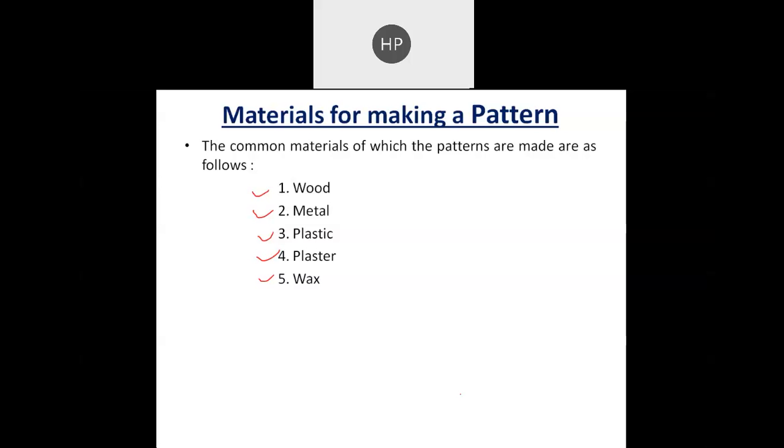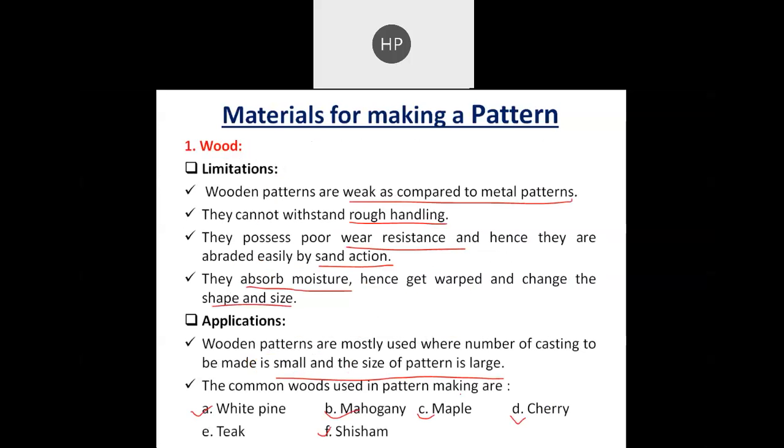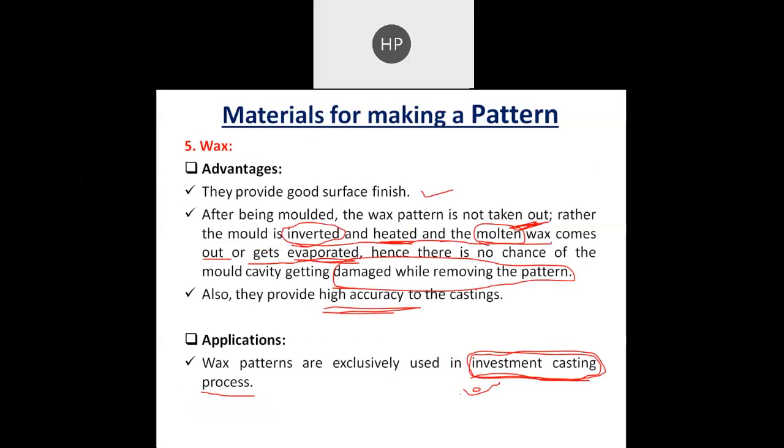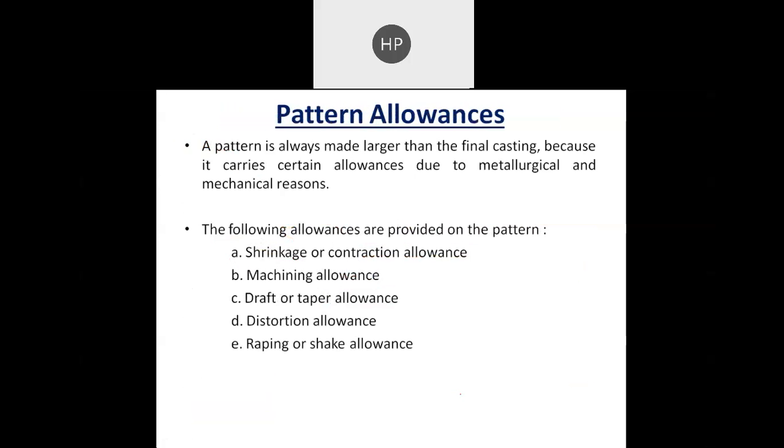Okay, 12 to 13 different types of casting process, and in that process you will see how all these materials are being used as a pattern material. Okay, so all materials are important, and all materials are used in various pattern making processes. So wood, metal, plastic, plaster, and wax. Now, another important topic, that is pattern allowances.